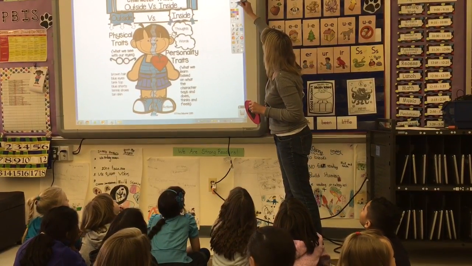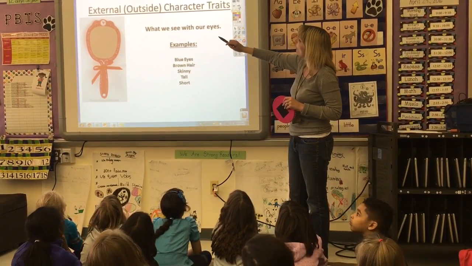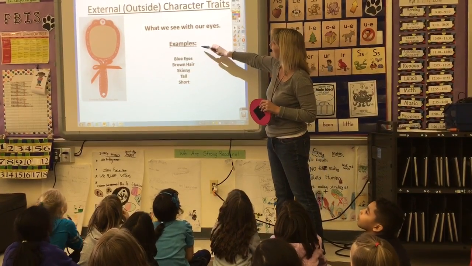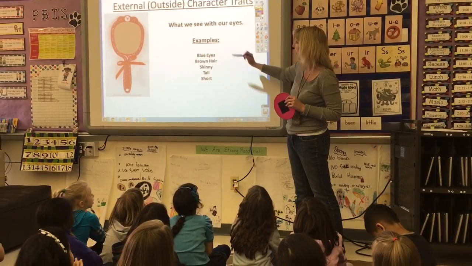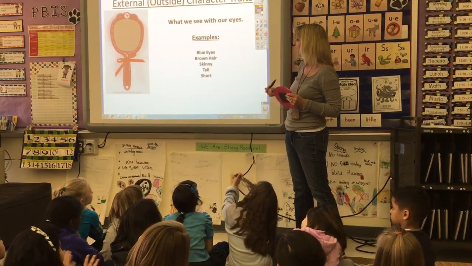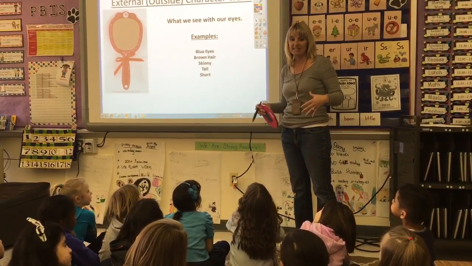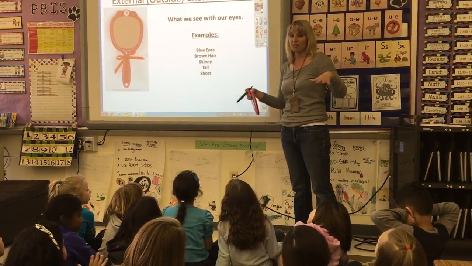So what we're going to do is look at what we see with our eyes. An example of an outside trait: you have blue eyes. Some of you may have blue eyes. Some of you may have brown hair. Some of you may be skinny and tall. Some of you may be short.